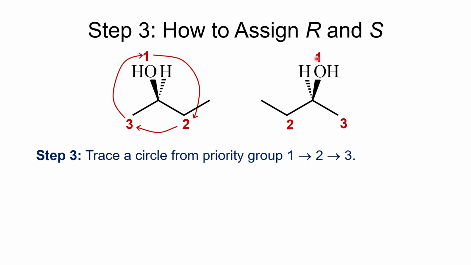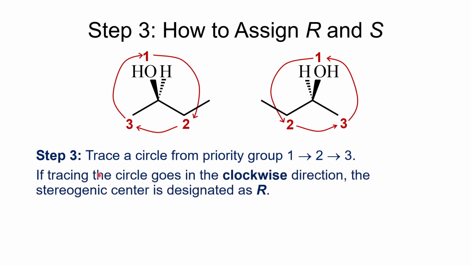And then here on this one, we'll go from 1 to 2. You'll see it goes the other way. And then from 2 to 3, and then 3 back to 1. Well, if tracing the circle goes in the clockwise direction, as this one does, so that's clockwise, then the stereogenic center is designated as the R configuration.